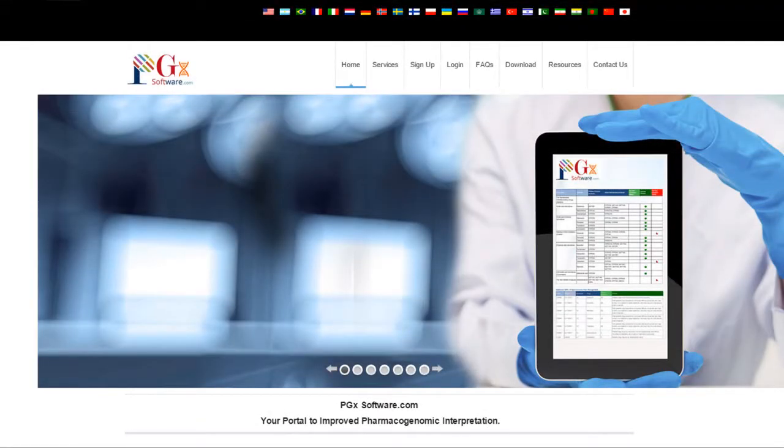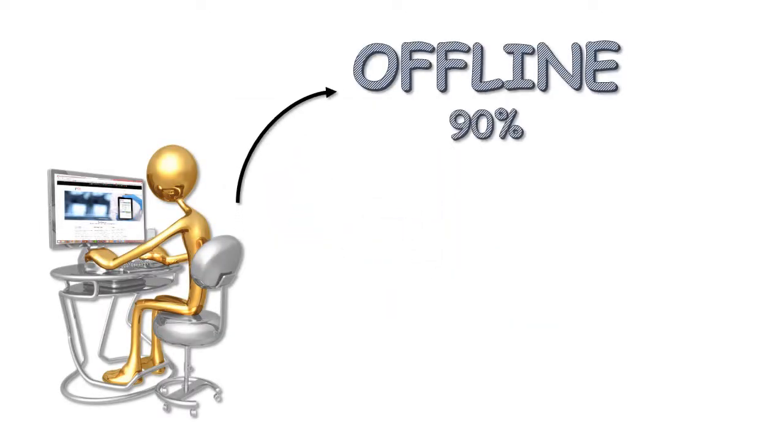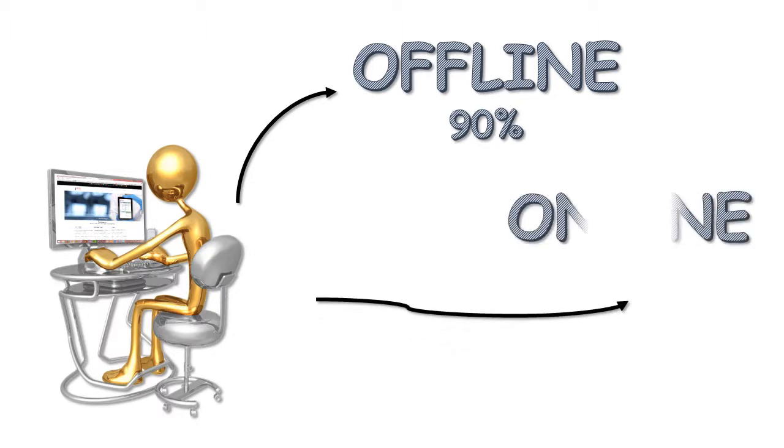How does PGx Software work? We will walk you through the 2 steps necessary to run the software. Step 1 is offline and involves Excel. This is 90% of the process. Step 2 is online. This takes less than 1 minute.